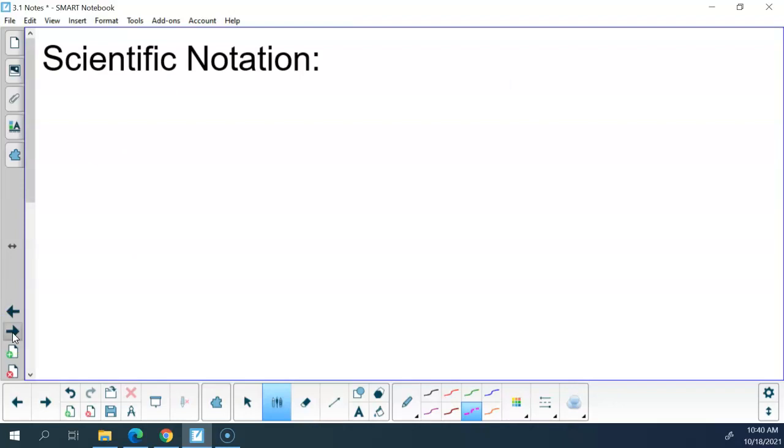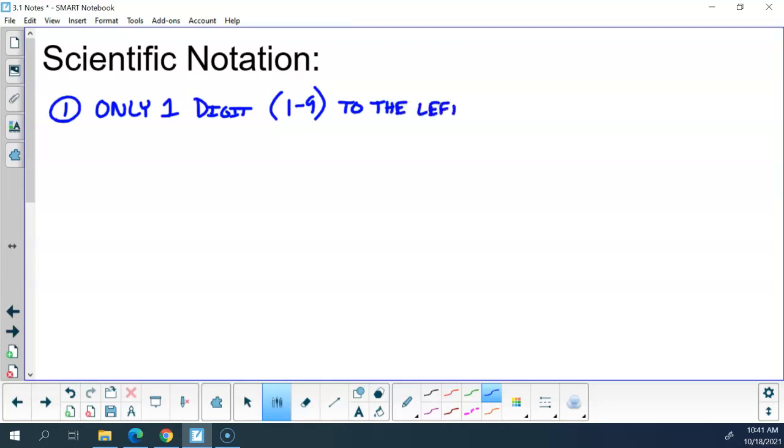All right, let's talk a little bit of scientific notation now, because scientific notation is a way to write really big numbers and really small numbers all at the same time. Okay? So, a couple of things about scientific notation. The first rule of scientific notation is that there can only be one digit, and that digit has to be between 1 and 9. It can't be 0. Okay? There can only be one digit to the left of the decimal point.